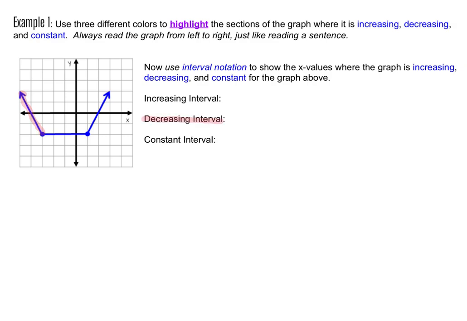Then I would be going from left to right. There is no up or down, so this would be a constant interval. And then I would be going in the upward direction, so this would be an increasing interval. So I'm going to go ahead and shade all of my different locations to help me with my interval notation.